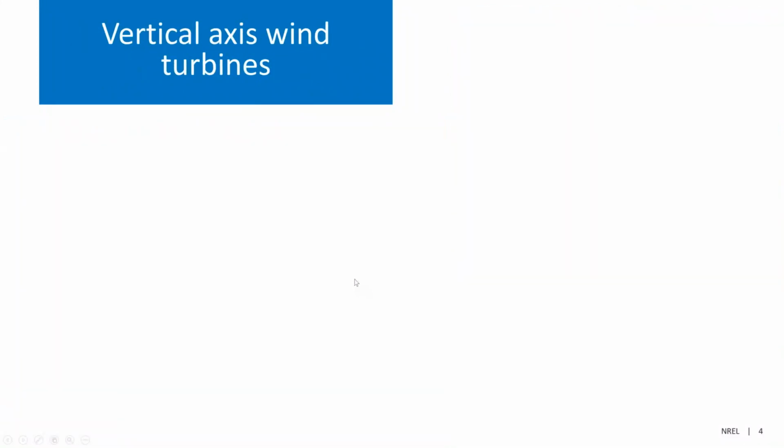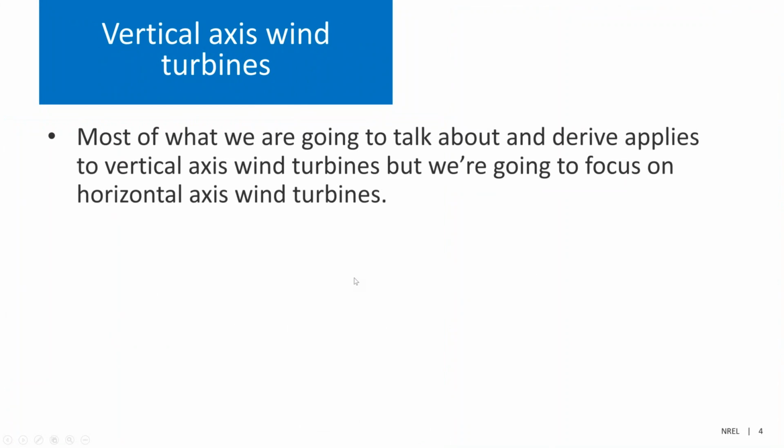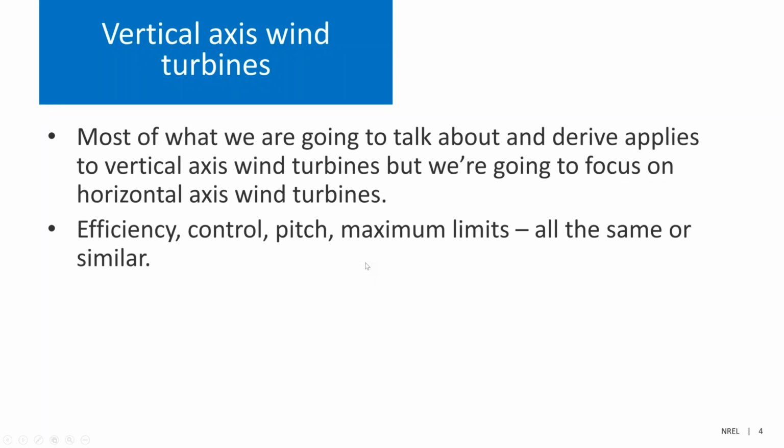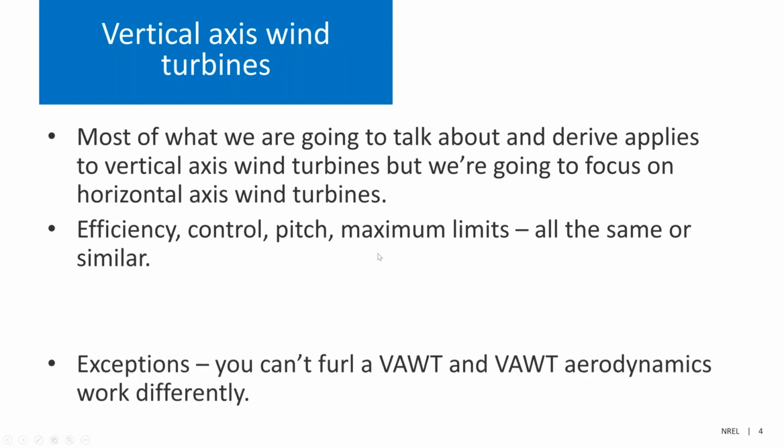Let's talk about vertical axis wind turbines first. First of all, I'm repeating what I just said. Most of what we're going to talk about and derive does apply to these vertical axis turbines as well. Not all of it. But efficiency, control, pitch angles, maximum limits, all of this sort of thing is similar for vertical axis turbines as it is for horizontal.